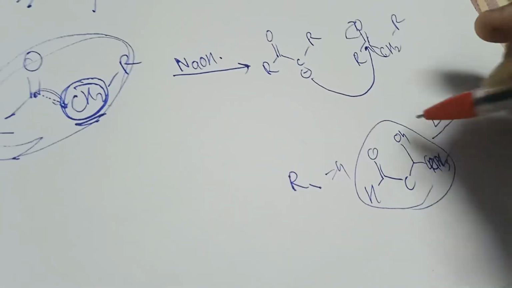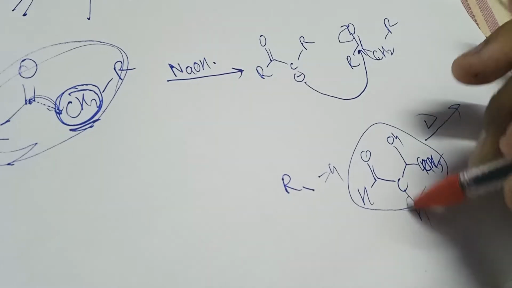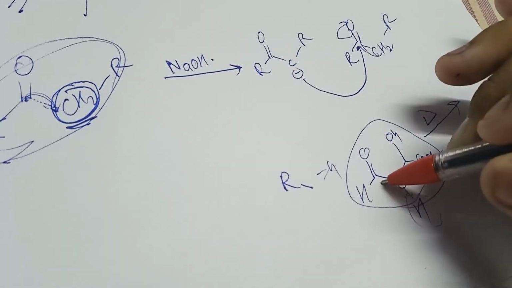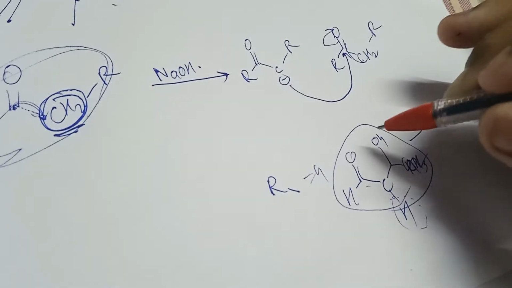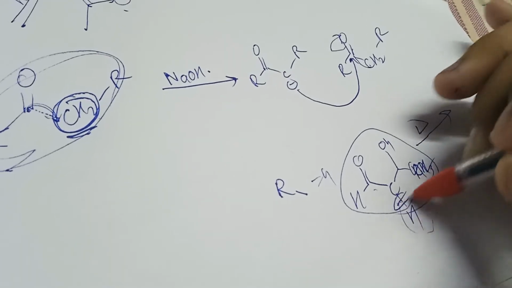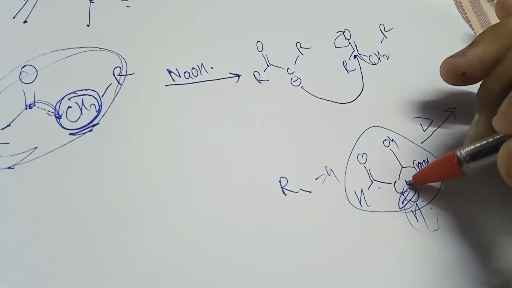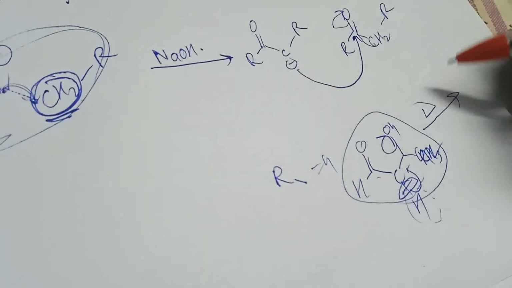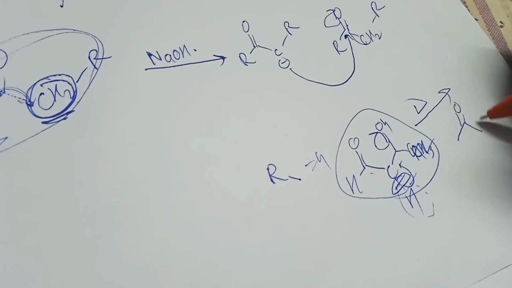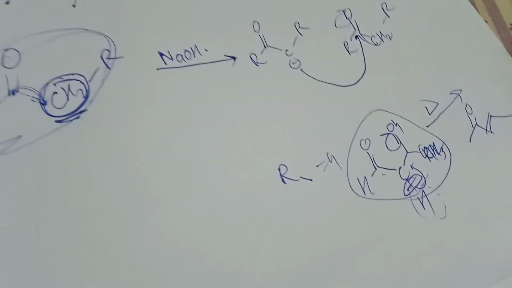And if we heat it, then this H is pretty acidic again, so on heating the carbanion would be formed very easily. This carbanion would push out OH minus, and we would get a conjugated double bond.